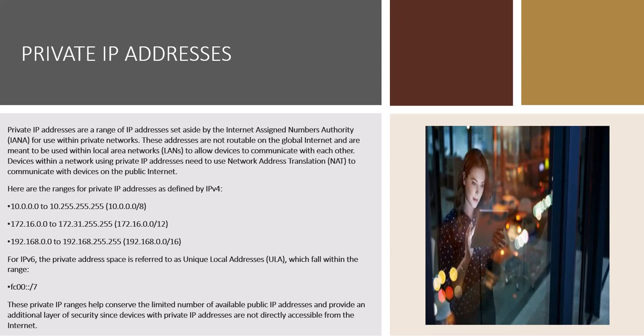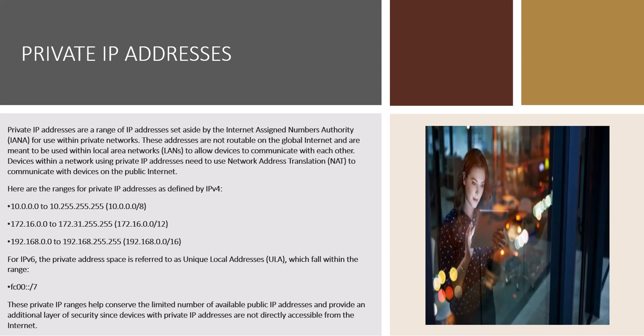Class C, on the other hand, is 192.168.0.0, and it goes all the way to 192.168.255.255, and that has a subnet mask of /16. So things developed to IPv6 as well. IPv6 private space is assigned as FC00::/7.